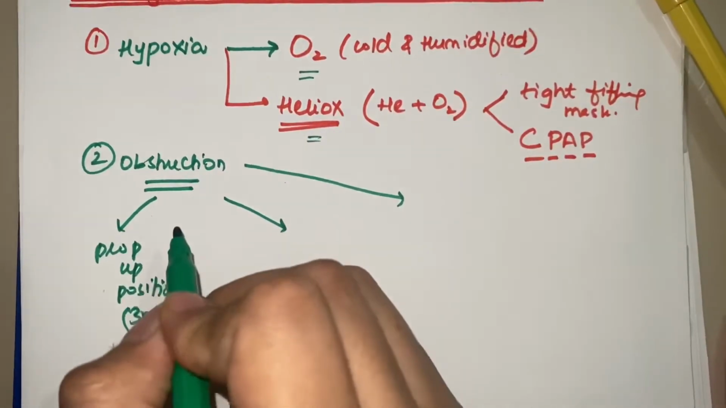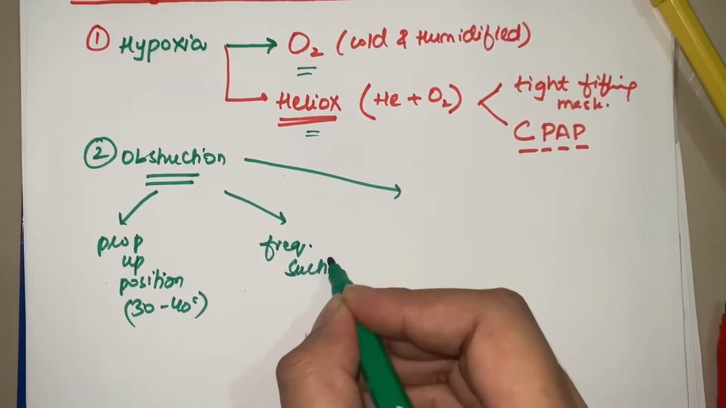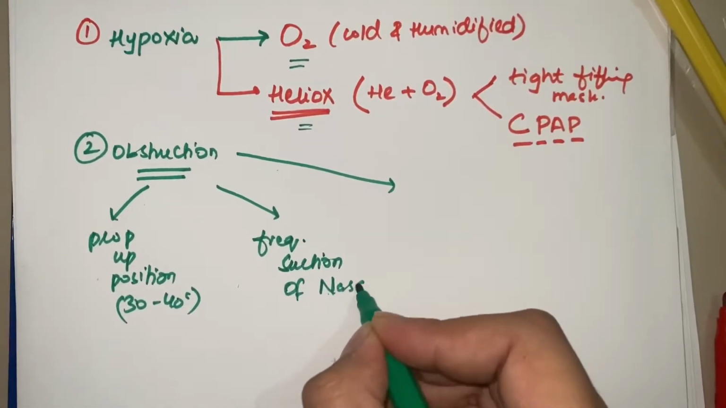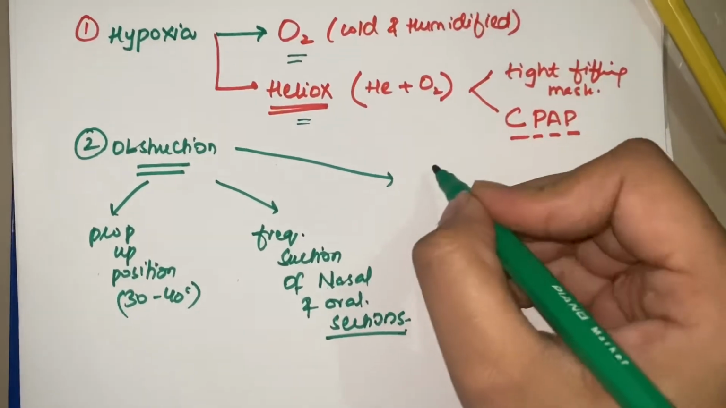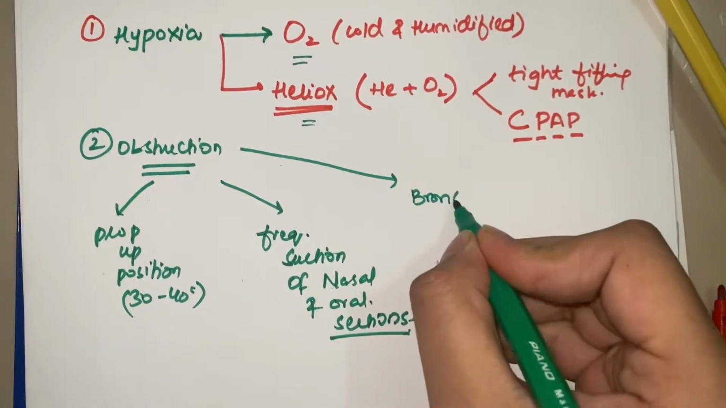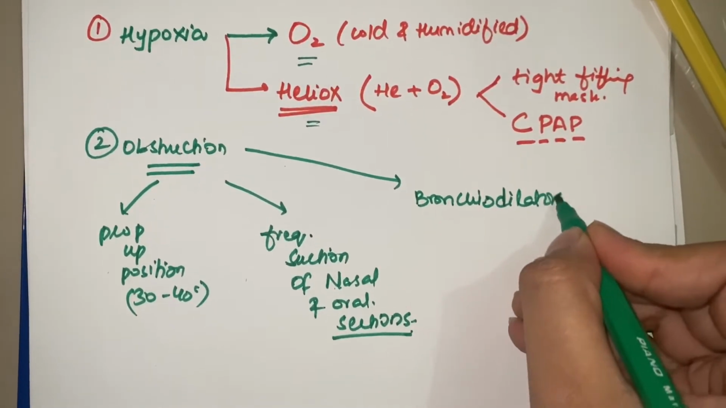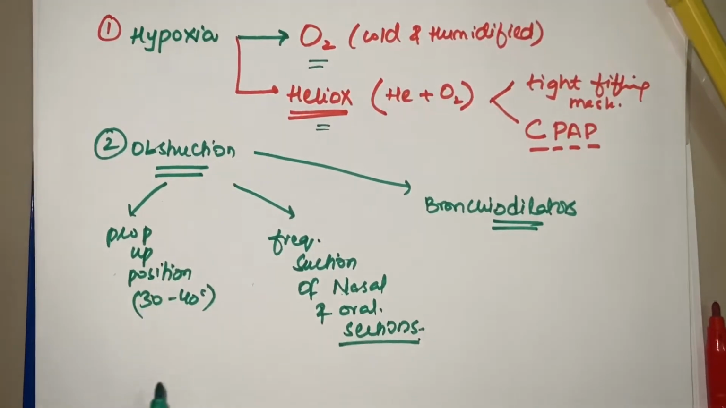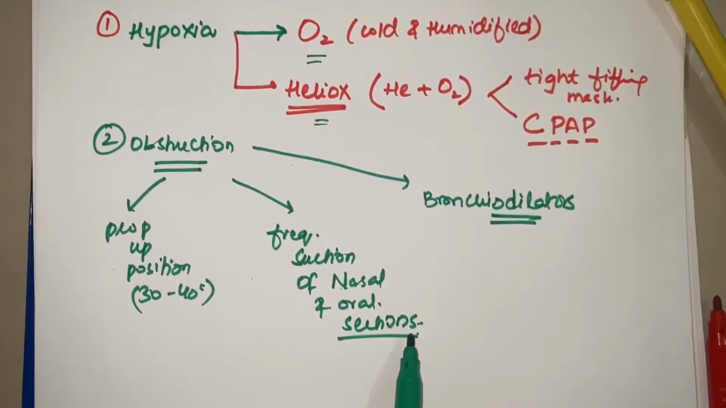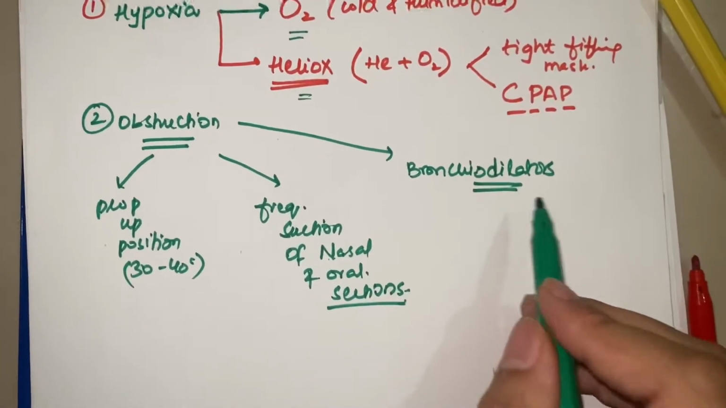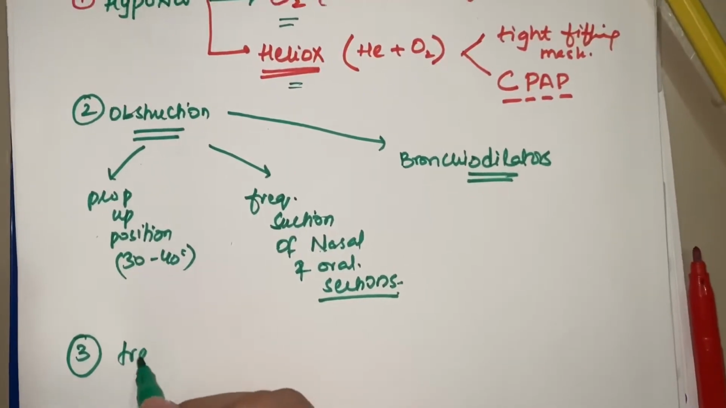Second, obstruction is because of secretion accumulation there, so we'll go for frequent suctioning of nasal and oral secretions. Third, since the bronchioles are constricted, so obstructed, bronchodilators are given. So by this simple word, obstruction, you can easily memorize these three managements: proper position, frequent suctioning of nasal and oral secretions, plus the bronchodilators.